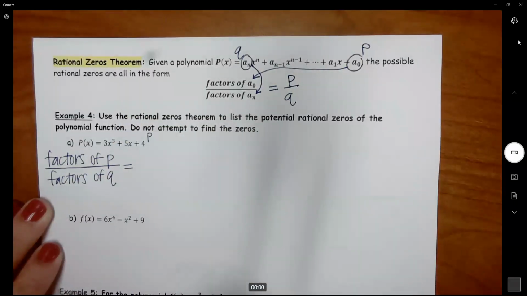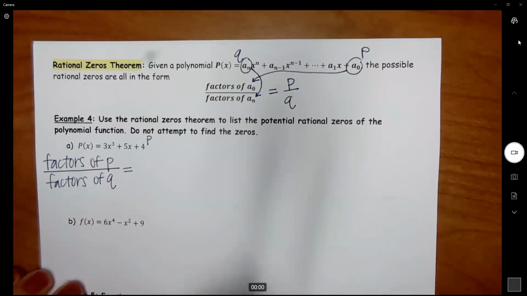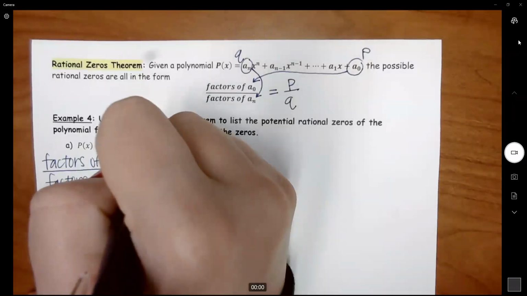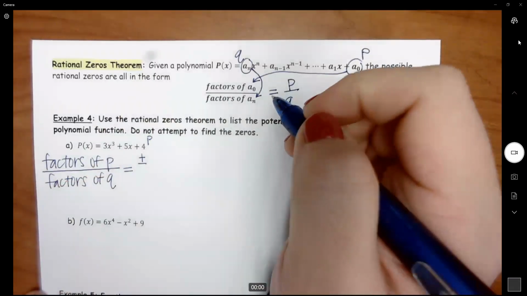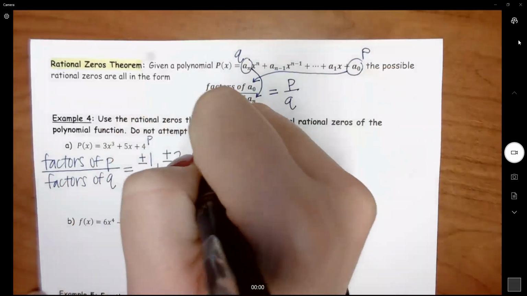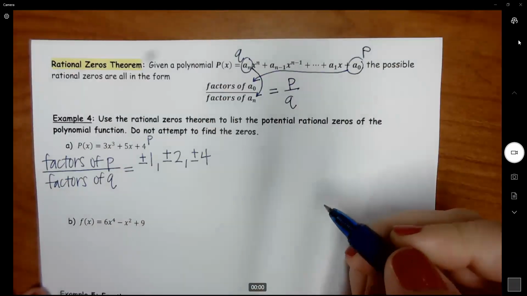My P is in the back. So my factors of 4, I can do 1 times 4 or 2 times 2. Now, to get to this positive 4, I could do -2 times -2 or +2 times +2. I could do 1 times 4, or I could do -1 times -4. So when I list these, I'm always going to do plus or minus my factors. So this is plus or minus 1, plus or minus 2, and plus or minus 4.